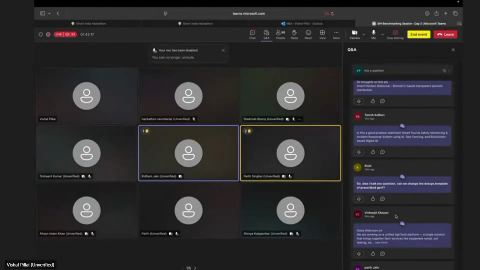The problem statement says it's about cultural heritage preservation, and they want us to create an AR platform. What I was thinking is we could use the pre-given data from Google Maps, which provides 3D views of existing locations, to create an AR app for heritage sites, which could increase tourist engagement.